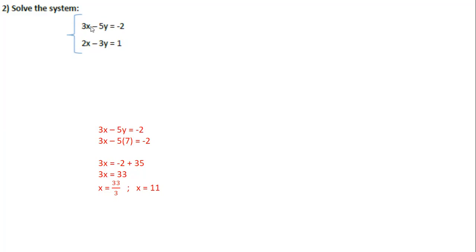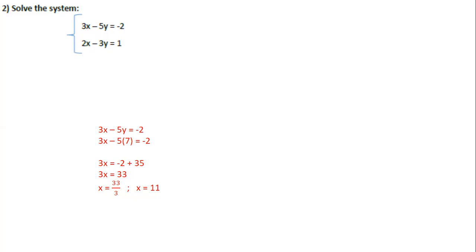Alex, what do we mean by solving an equation, solving a system? Solving a system means we should get the value of x and y, right? Yeah. So let us look at the first equation. We have 3x minus 5y equal -2. The coefficient of x is 3. The coefficient of y is -5, right?